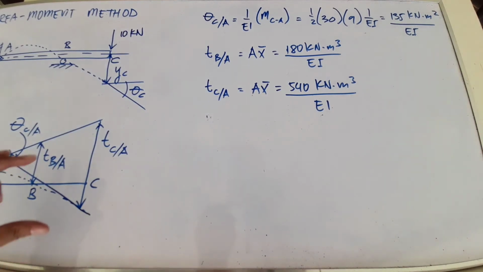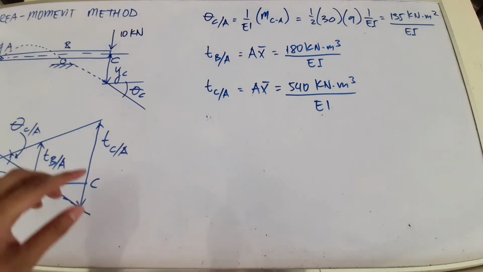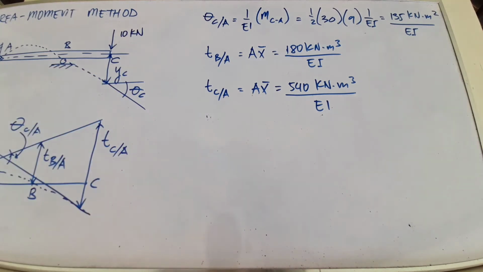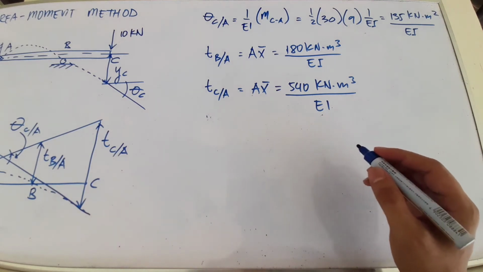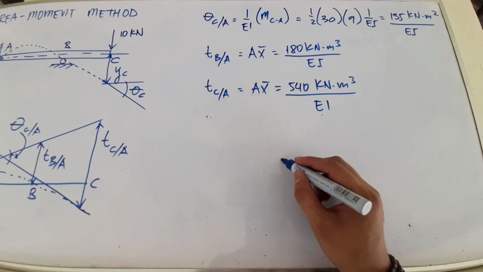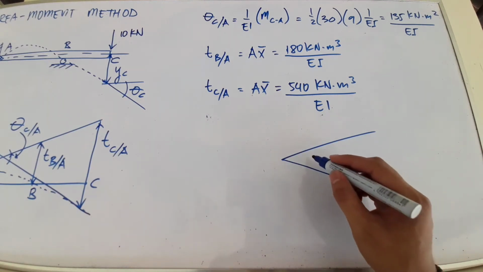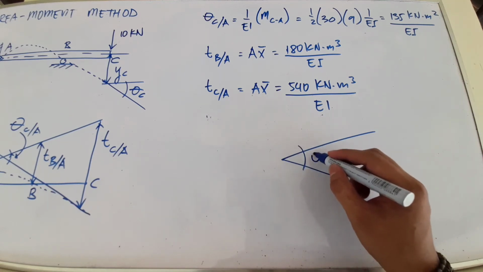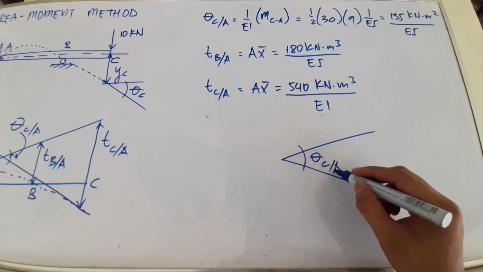So, meron na tayong TC over A, TB over A, at saka angle or slope C over A. Ngayon, paano nga ba natin makukuha yung slope at point C given yung mga values natin na na-compute kanina? Kung i-analyze natin yung angle C over A, ganyan yan, di ba? So, this is angle C A.